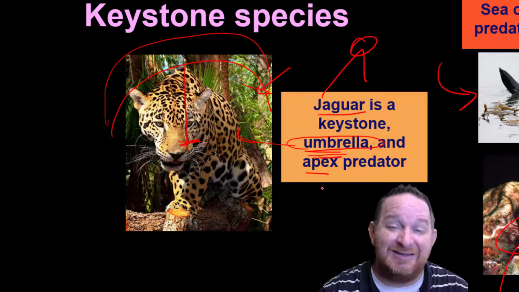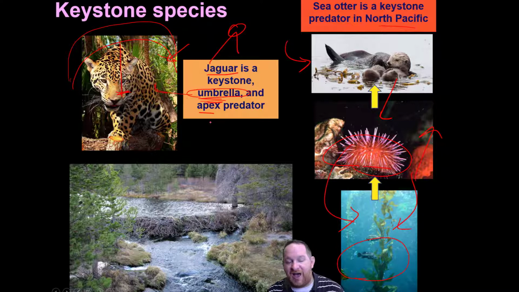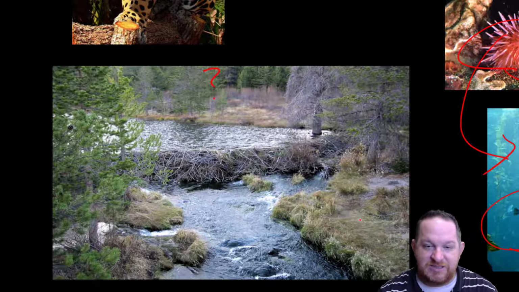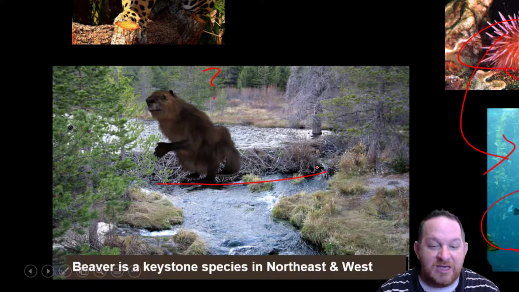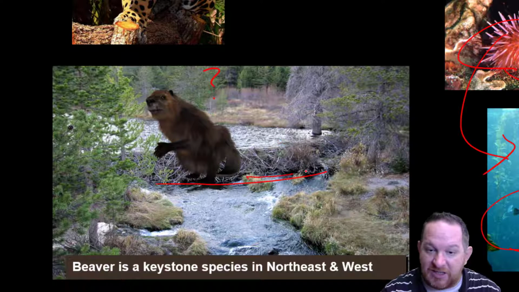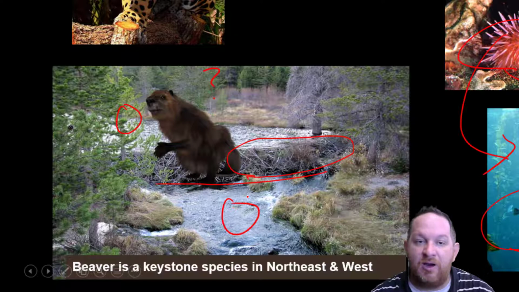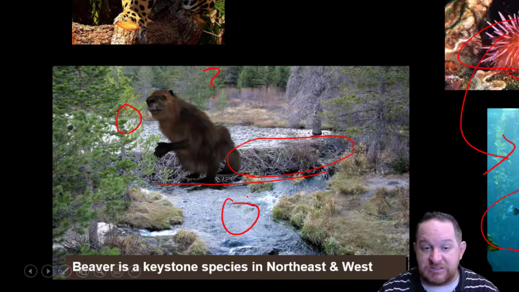And then one of, I think, the most interesting keystone species is what you see here. Can anybody guess what this species is going to be? You can kind of look and see what's going on there. This is actually the beaver. The beaver is a keystone species in the Northeast and West. And you can probably guess why, right? Because they build these dams, essentially creating different habitats, one there and one there. So their ability to change the landscape, to change the ecosystem, makes them a keystone species.